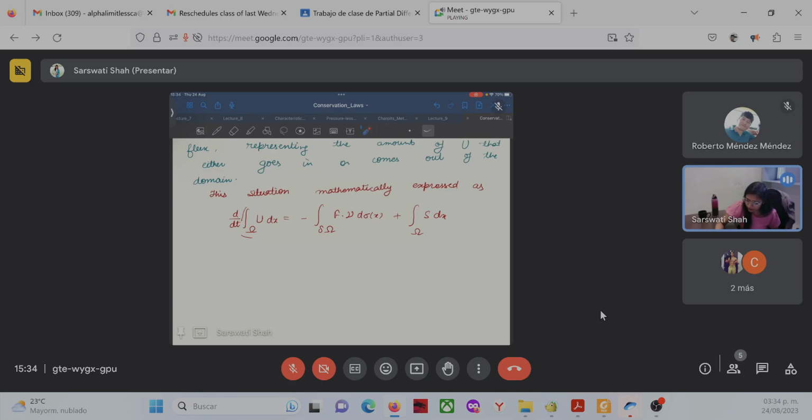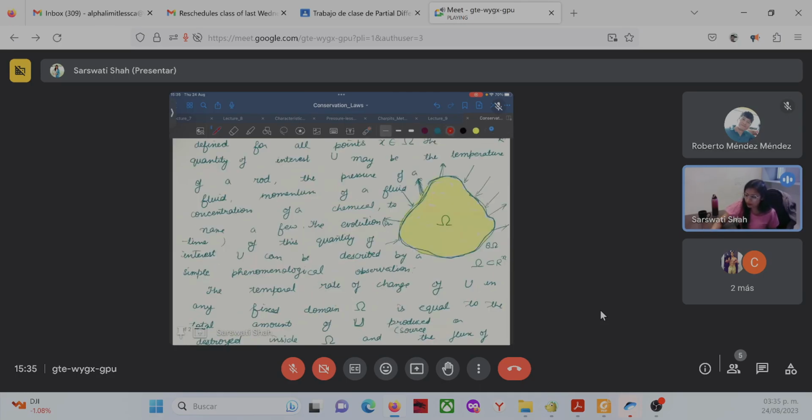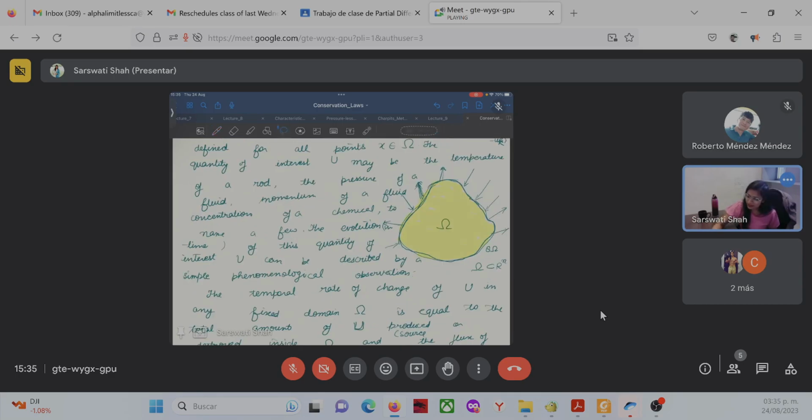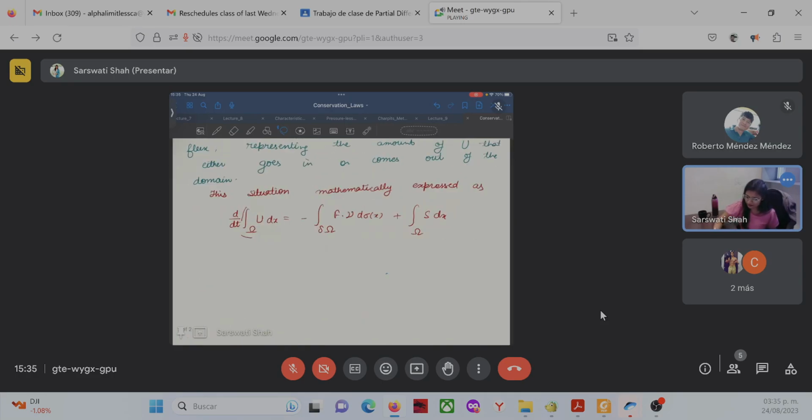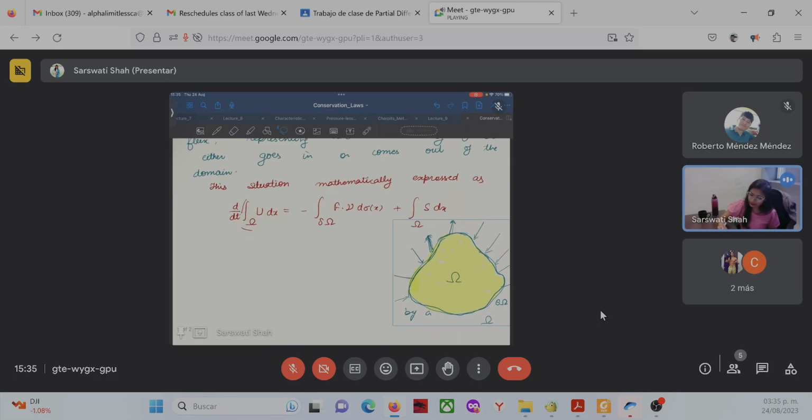This quantity in which we are taking the temporal rate of change basically represents the total amount of the quantity within u at any time t, within omega. So what was our figure? Let me copy this figure so that I can paste it there. So this was the figure which I was taking. Just take notes.